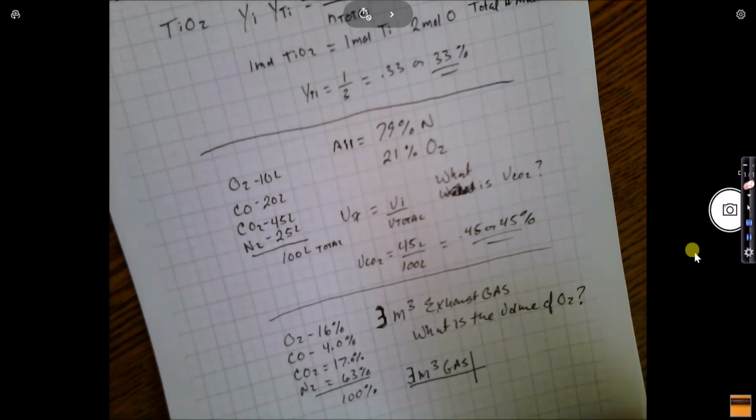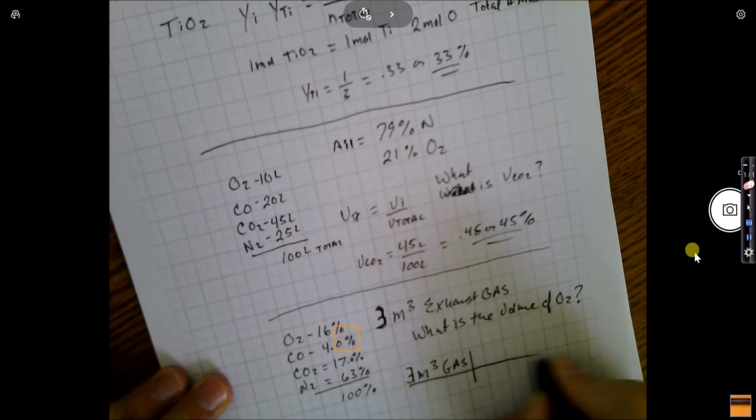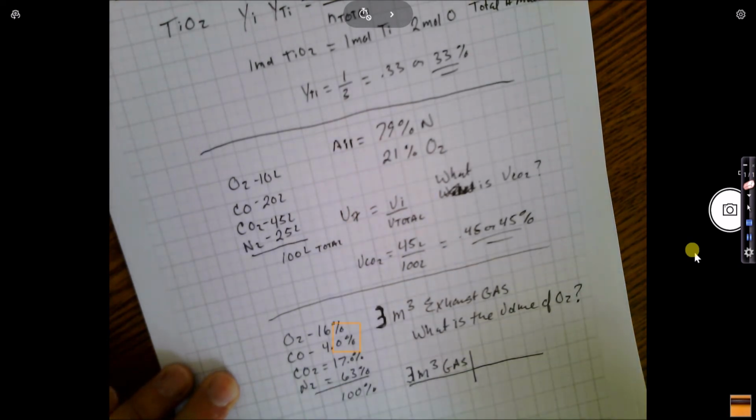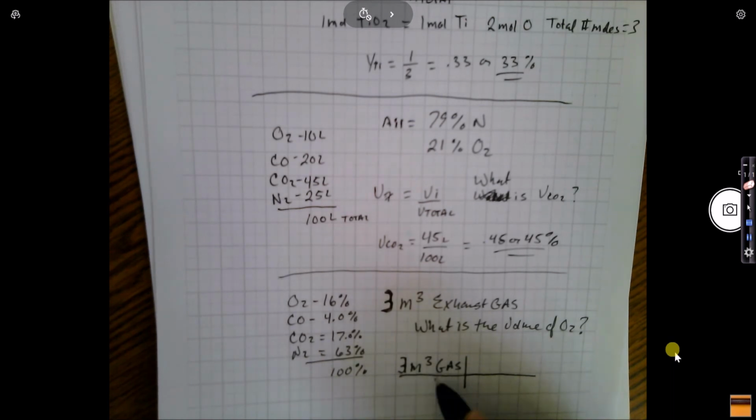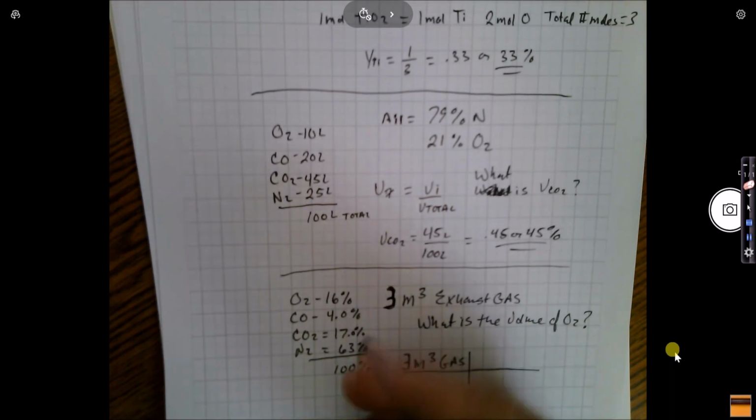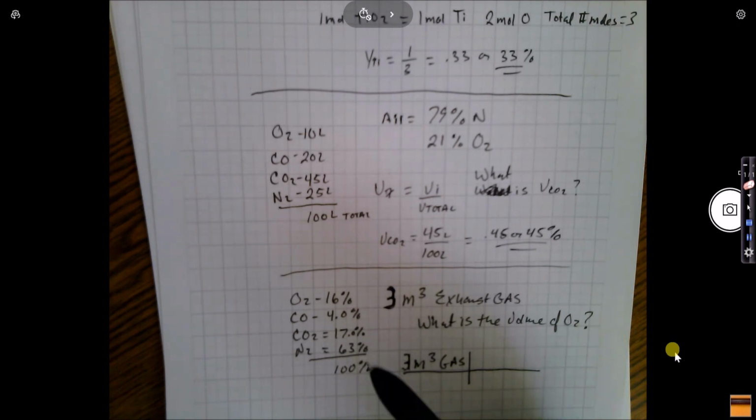So we start off with 3 cubic meters of exhaust gas, okay? Back to this gas problem. So we have 3 cubic meters of exhaust gas. We want to know what the volume of O2 is. So we start off with 3 cubic meters of gas. If you look at the relative compositions, it's 16%, 4%, 17%, and 63% for O2, CO, CO2, and N2 respectively.